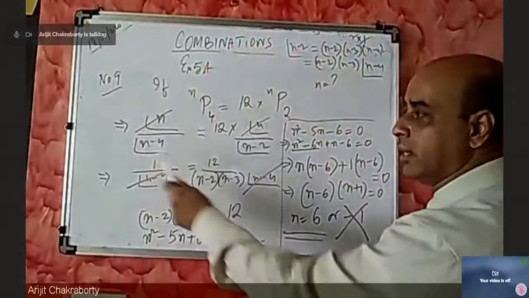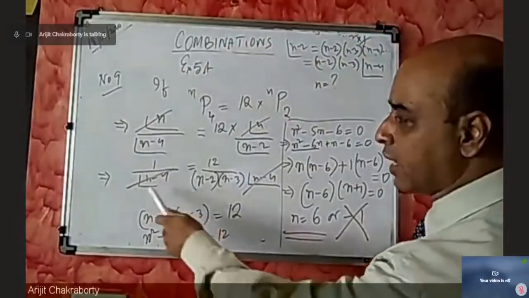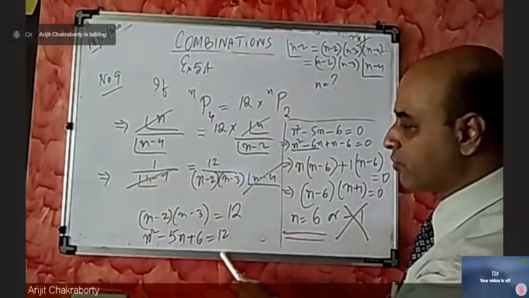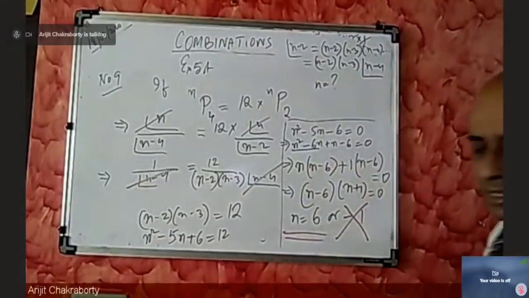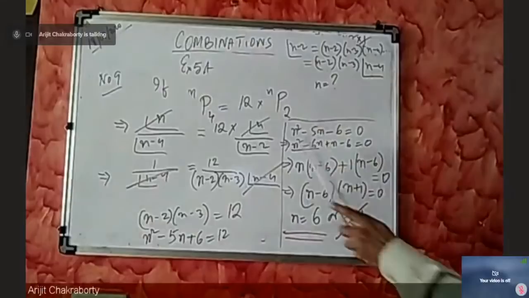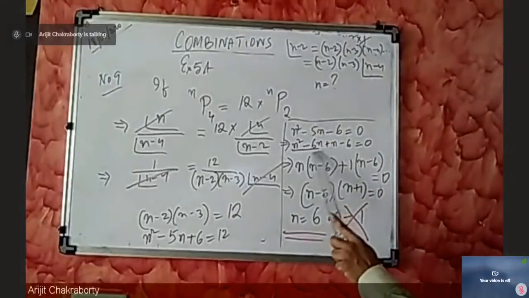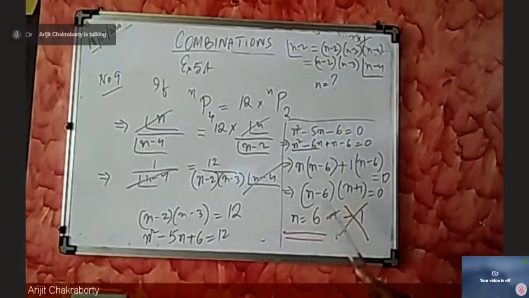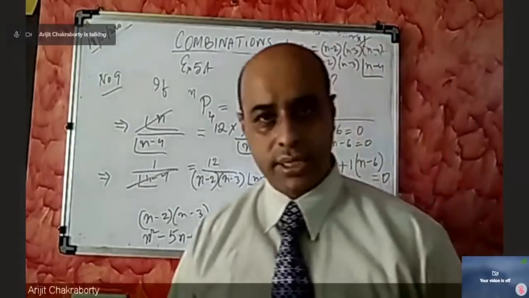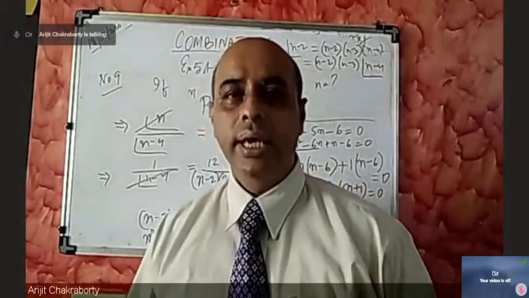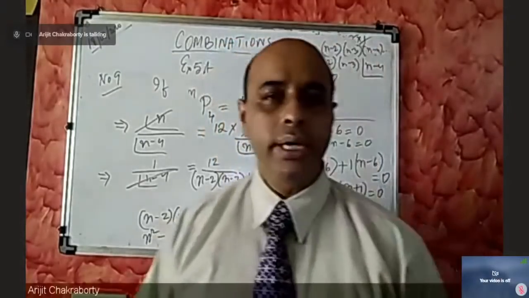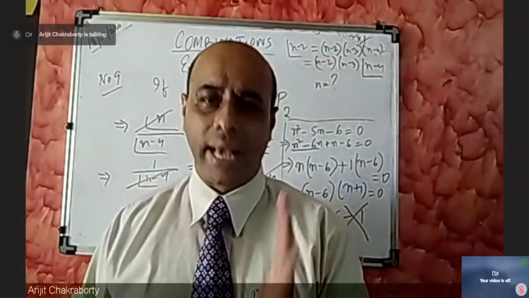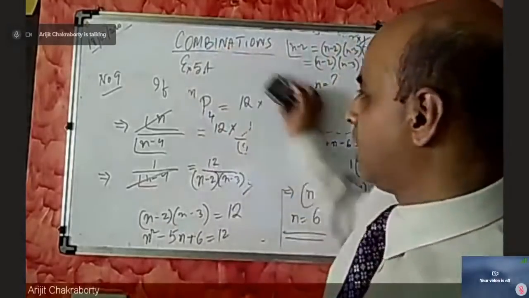We simplified the formula, then n minus 4 gets cancelled out. So we get the quadratic equation. We are solving n square minus 5n minus 6 equal to 0. From here we are splitting the middle term, so we get n square minus 6n plus n minus 6. And from there n comes to 6. And we have rejected n equal to minus 1 because in case of permutations, we really cannot have anything negative, right? So I hope you have followed it.